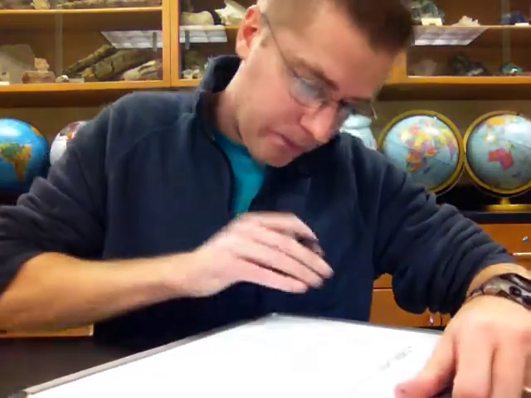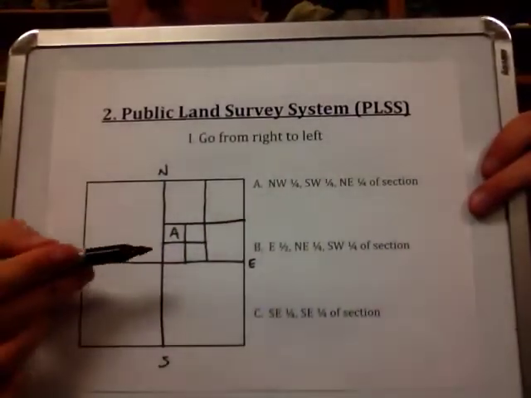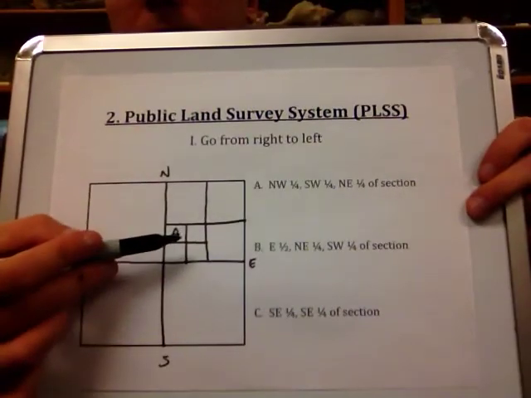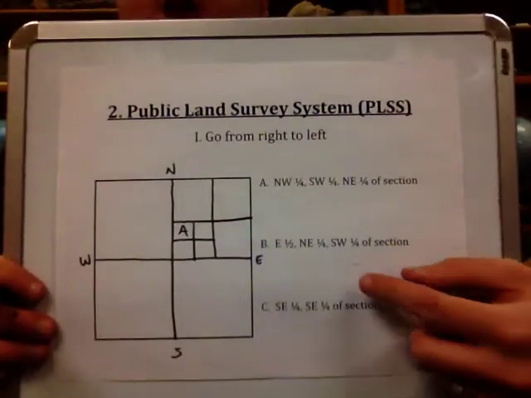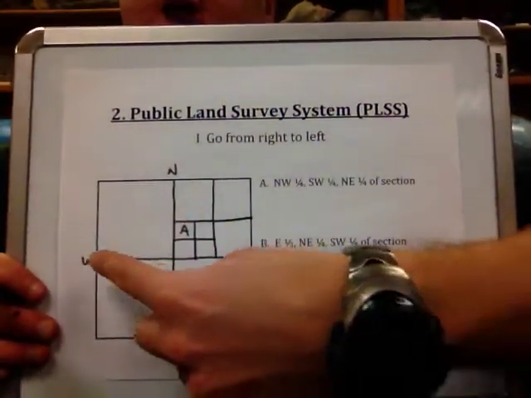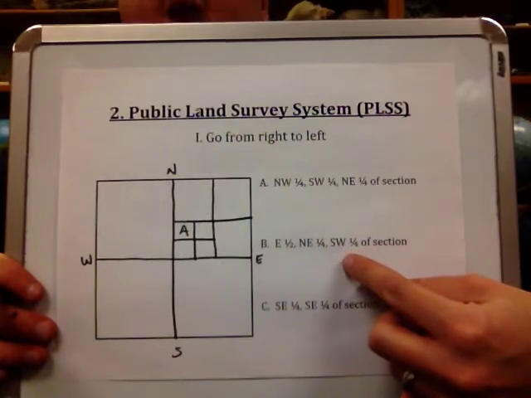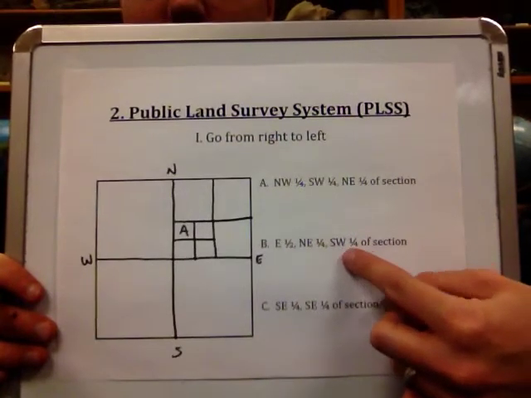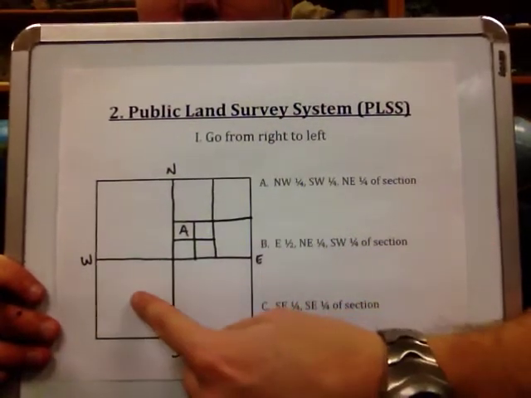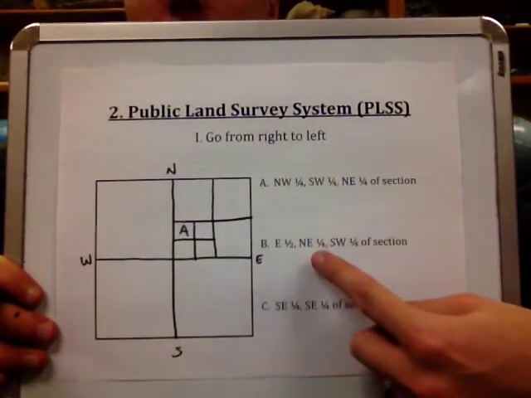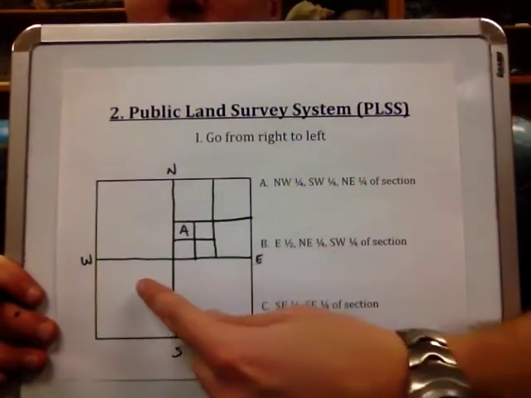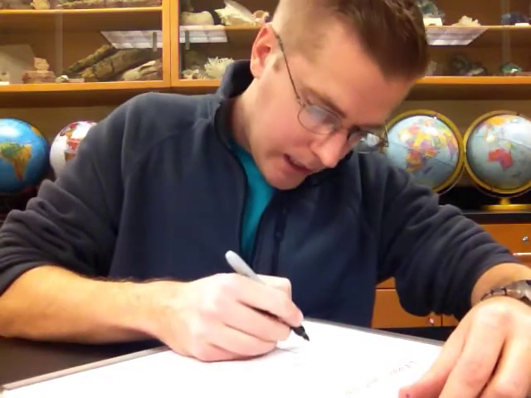So A is going to go in the northwest quarter of the southwest quarter of the northeast quarter of the section as a whole. Looking at letter B, we already have some lines drawn up to divide the section, so we'll start based off of that. We have the southwest quarter is the first thing we're told, so we're going to focus on this quarter of the section. We then have to break the southwest quarter into 4 equal pieces, so we will go ahead and we will do that.